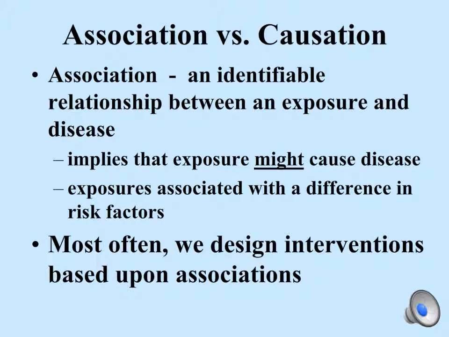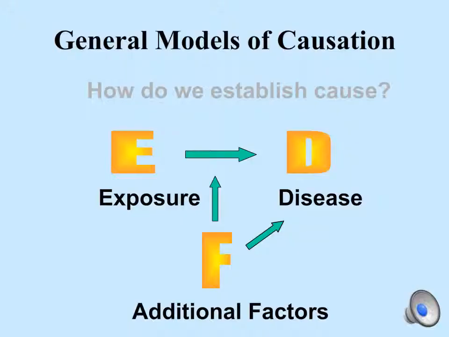Association implies that exposure might cause a disease, and most often we design interventions based on associations. And remember the all-important confounding factors, those additional factors which are associated both with exposure and disease, which need to be accounted for in order to measure that association.